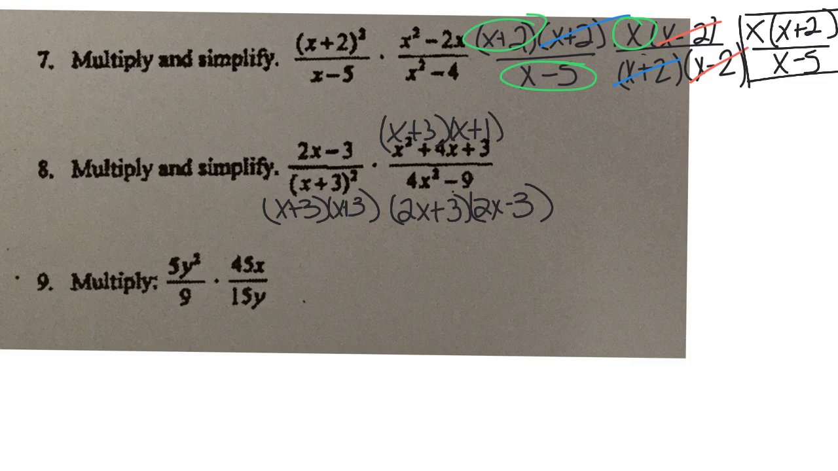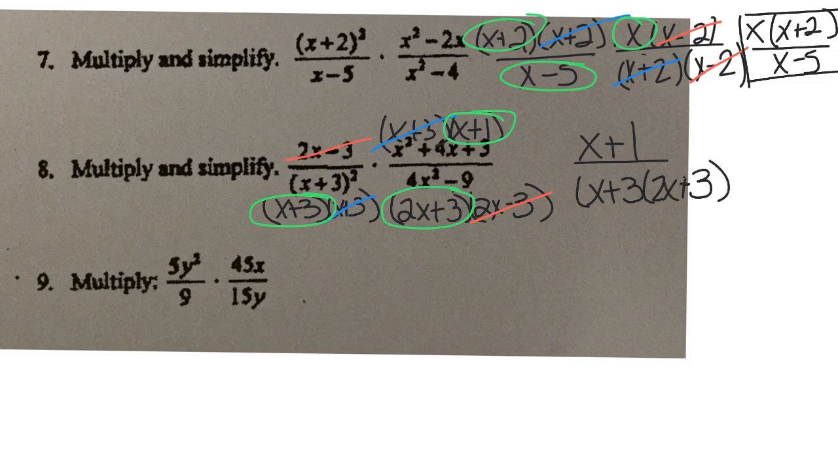Now let's see, what are we going to be able to divide out? Remember, diagonally or vertically we can divide out. So I can divide out the 2x minus 3. I can divide out one of the x plus 3's. And that's it. So what's left in the numerator is my x plus 1. And in my denominator, it's going to be the 2x plus 3 times the x plus 3. So that's x plus 1 over x plus 3 times 2x plus 3. Now you don't have to multiply this out if it's a free response, but if this was a multiple choice question, the denominator would be multiplied out for you.